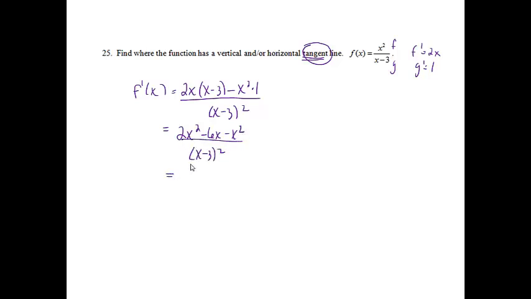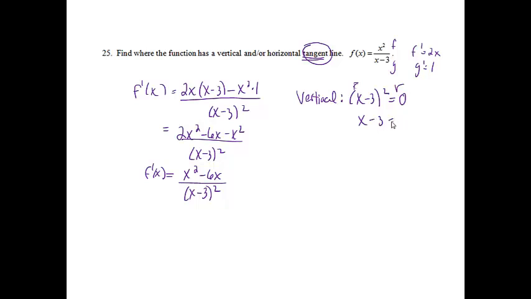And continuing to reduce that, I'll have x squared minus 6x over x minus 3 squared. Okay, so that's my derivative. All right, if I'm looking for a vertical tangent line, vertical lines have undefined slopes. So where would this derivative be undefined? It would be undefined when the denominator equals 0. So I'm going to take x minus 3 squared and set it equal to 0. We could, if we wanted to, square root both sides. And if I do that, I'll get x minus 3 equals 0, so x equals 3. So at x equals 3, there is a vertical tangent line.